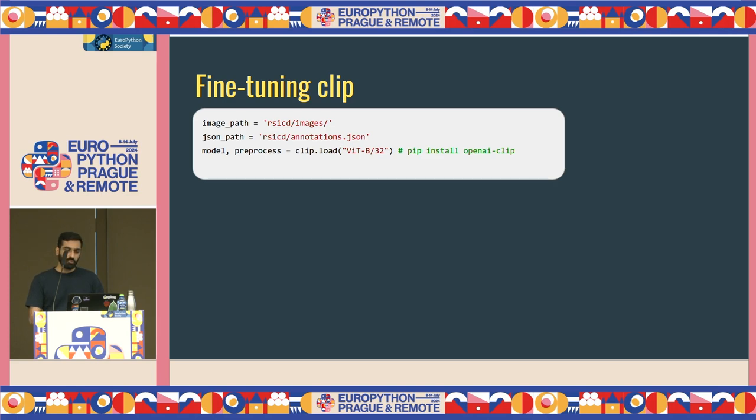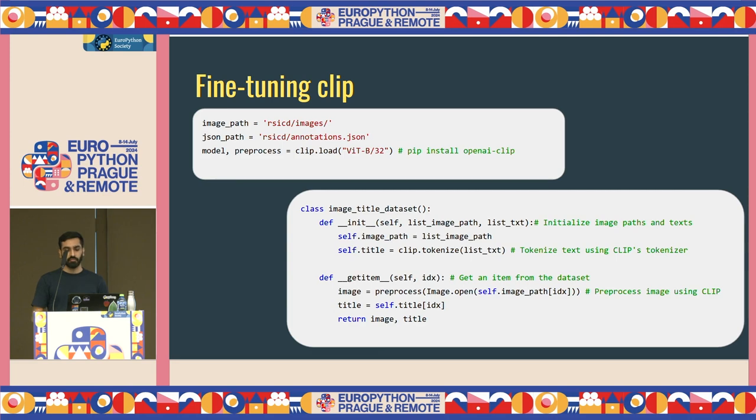So first we provide the image path and the path for the captions. Here we are providing the OpenAI model, which is loaded from CLIP, and the preprocessor, which will be used for processing our images. Then we create a custom class, which will be used to create a custom data loader. Here we are tokenizing our text and preprocessing our images based on the OpenAI model, returning images and their captions.